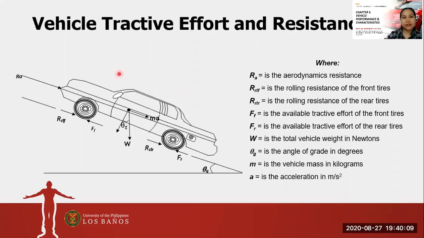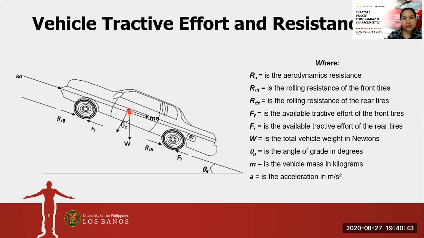Now let's look at this figure here. This is the figure that shows the forces acting on the road. This is the surface of the road, and as you can see here, this is the vehicle, and the road is at an angle of grade in degrees, theta g. So you can see some forces that are acting on the vehicle and the resistance forces.